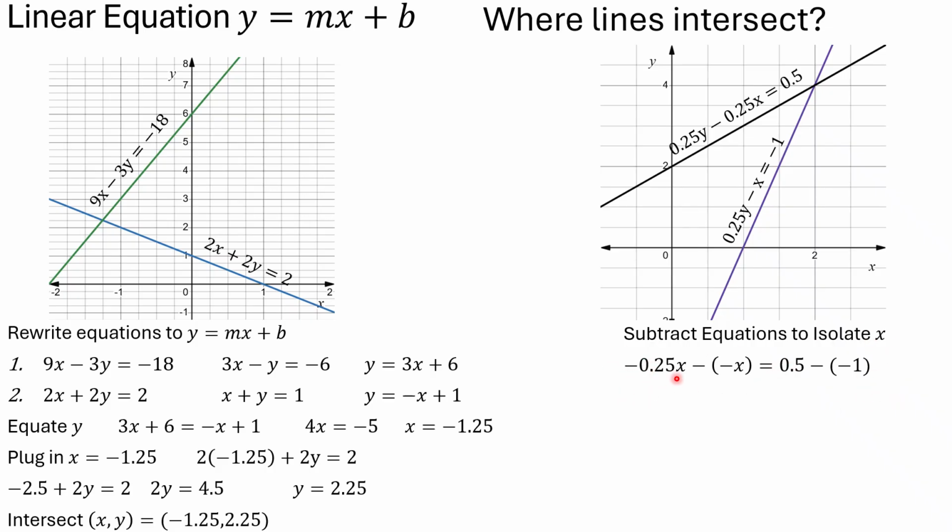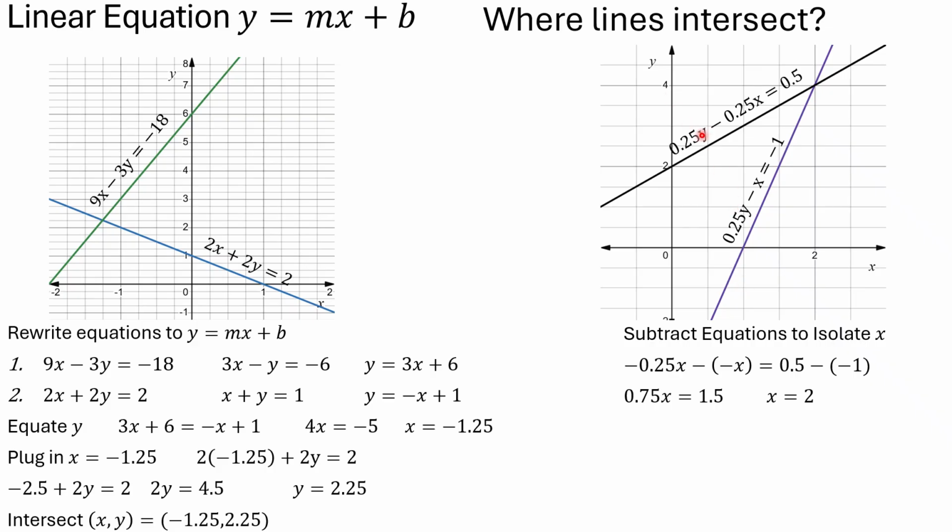So we got minus a quarter x minus, so plus x. So it's 1 minus 0.25 is 0.75. Then on this side, we have 0.5 minus, again, 0.5 plus 1, that'll be 1.5. So we got 0.75x is equal to 1.5. And if I divide both sides by 0.75, this will be x is equal to 2.